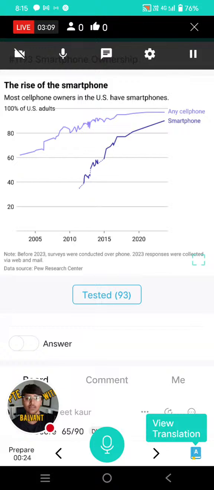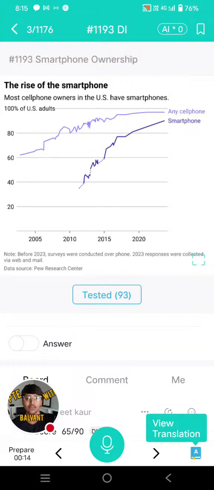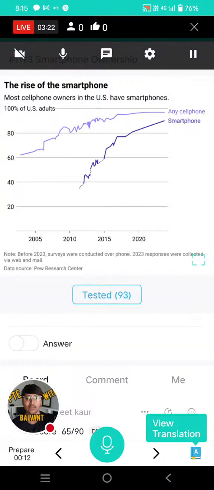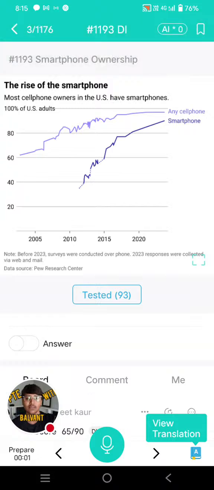So the next image is about the rise of the smartphones. Most cell phone owners in the US have smartphones, right? The rise of the smartphone will be the topic of this image. Cell phone and smartphones are on the right side of the image.